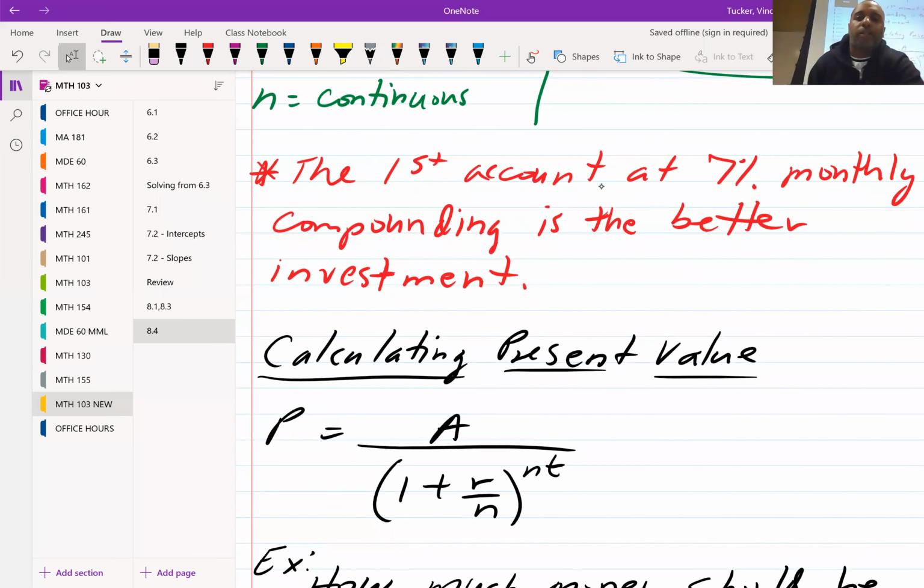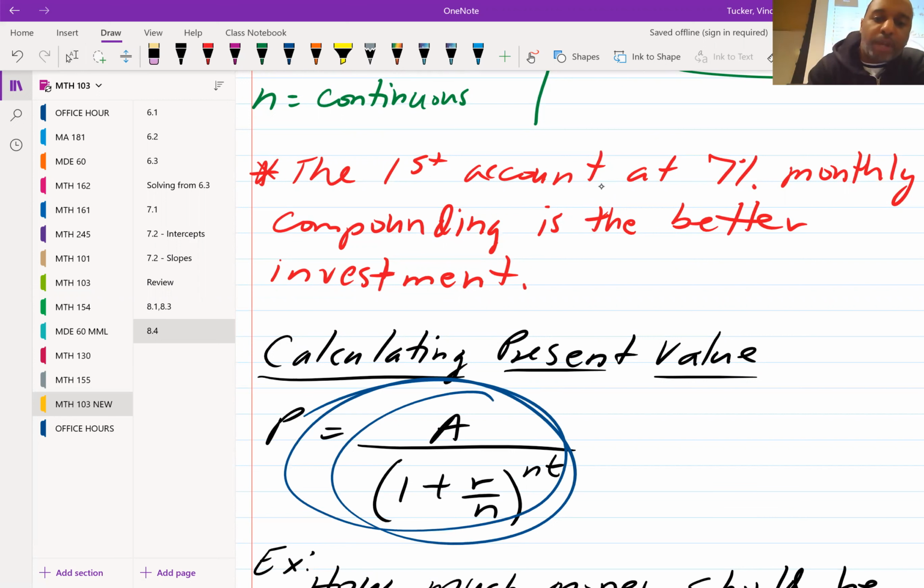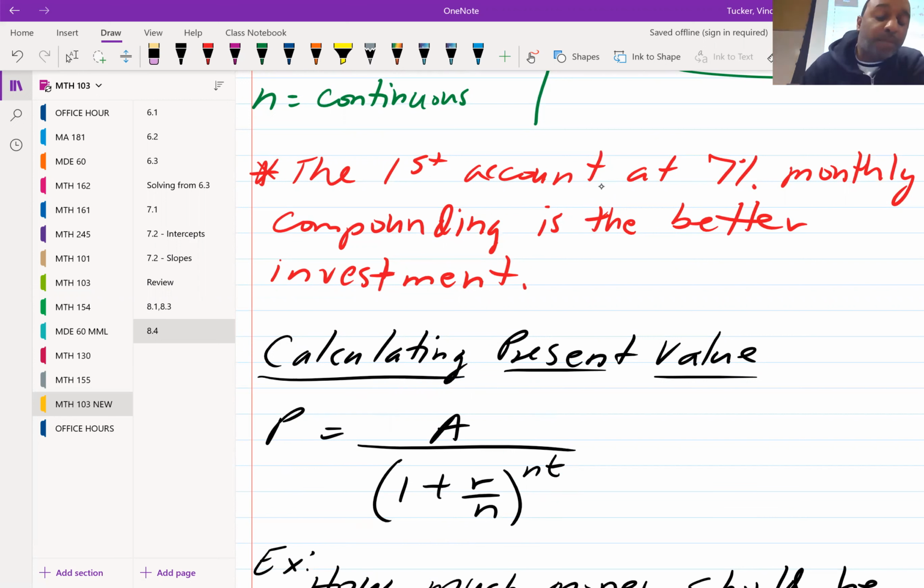All right, next one is calculating present value. Notice this is the same formula that we had when we introduced compound interest. It's just that we solved it for P instead of having A on one side by itself. So if I want to calculate the amount of money that I would have to deposit in order to get a future value amount, that's when I would use this relationship right here.